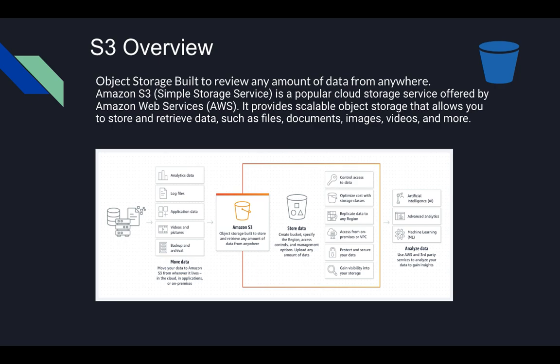If you see this architecture diagram, this says that there is a business application. They want to store analytics, log files, application data, videos and pictures, and some other kinds of data in Amazon S3, and they are benefiting from these particular features.